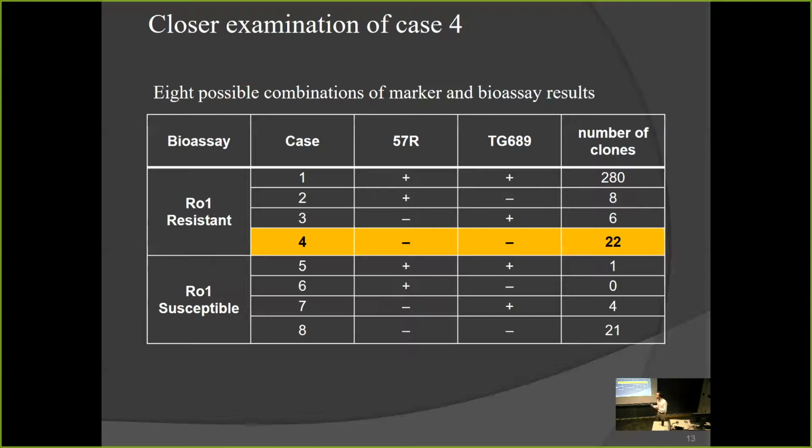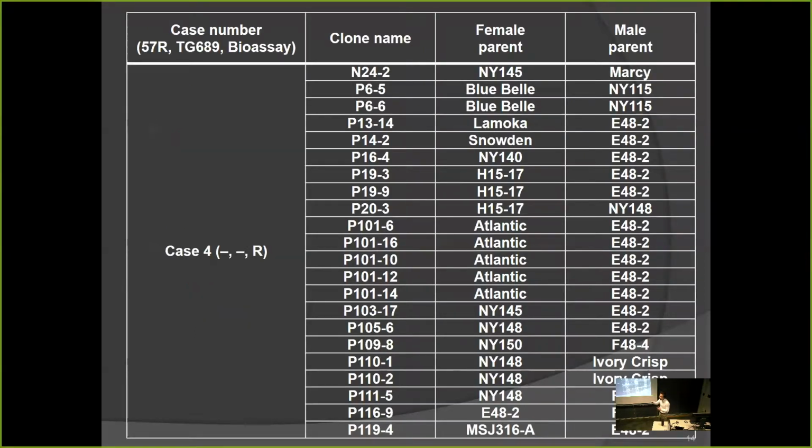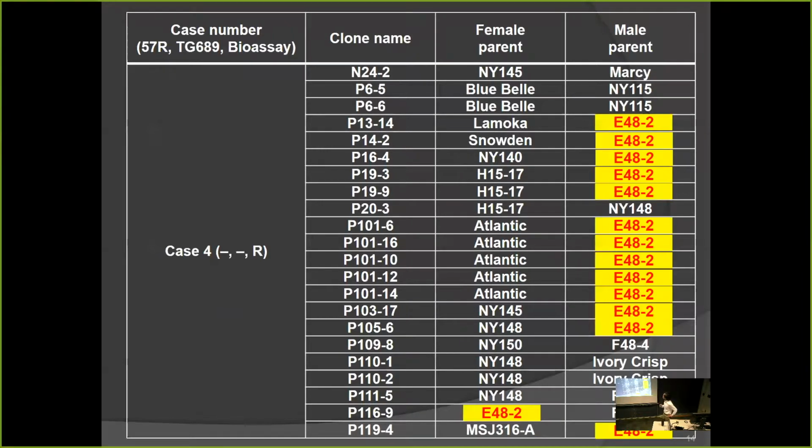So to figure out what happened here, I went back to the list of case 4. The second column shows the list of the case 4 clones. And the third and fourth columns show the parents' information of each clone. And while analyzing this table, I realized that the clone E48-2 frequently appeared as either male parent or female parent for these clones. So I reperformed the same bioassay and the two PCR tests for E48-2.